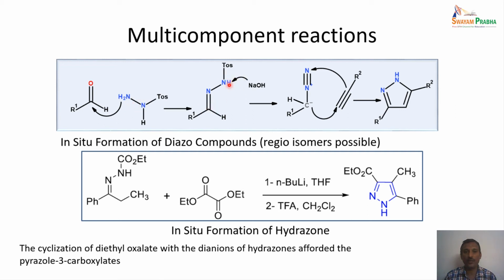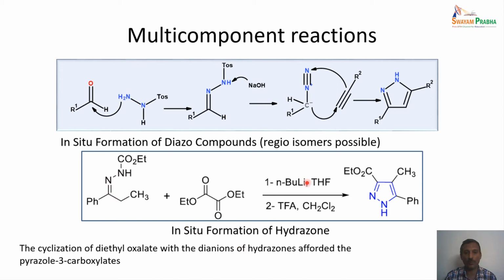This hydrogen is abstracted by the base to give the corresponding diazo derivative, and like the previous one, the diazo derivative is treated with alkyne to give the substituted pyrazoles. And in another case, we can also form the hydrazone in situ. The reaction is shown here. We have diethyl oxalate as one of the reacting materials, and the cyclization of this diethyl oxalate with the dianion of the hydrazone. This is the hydrazone.